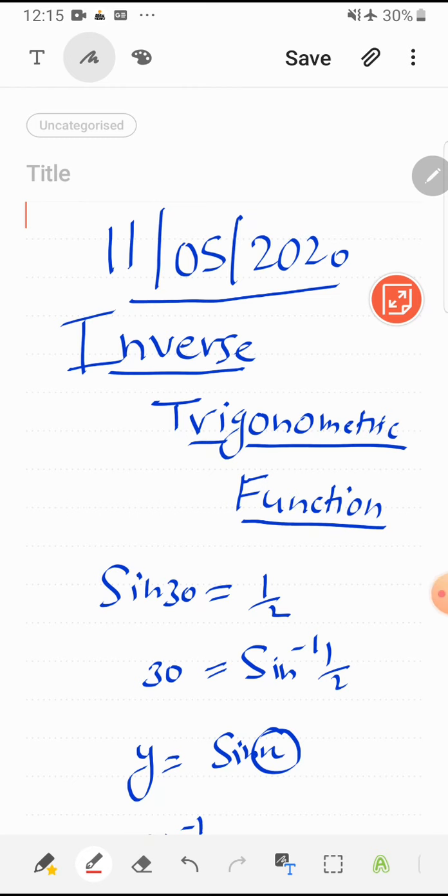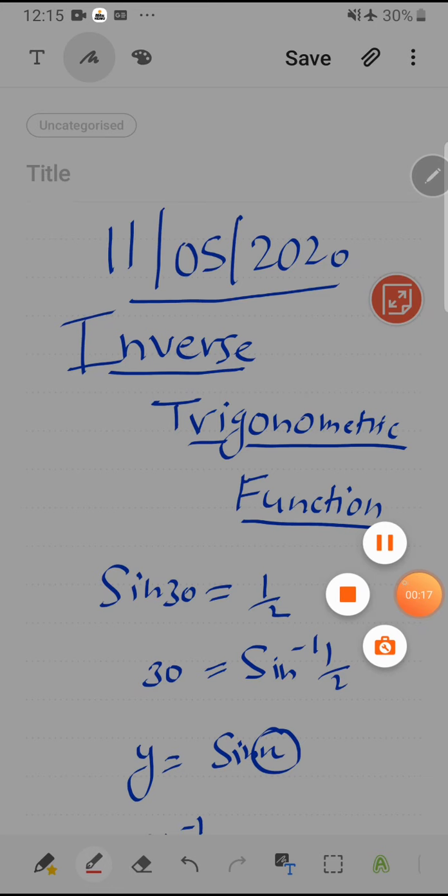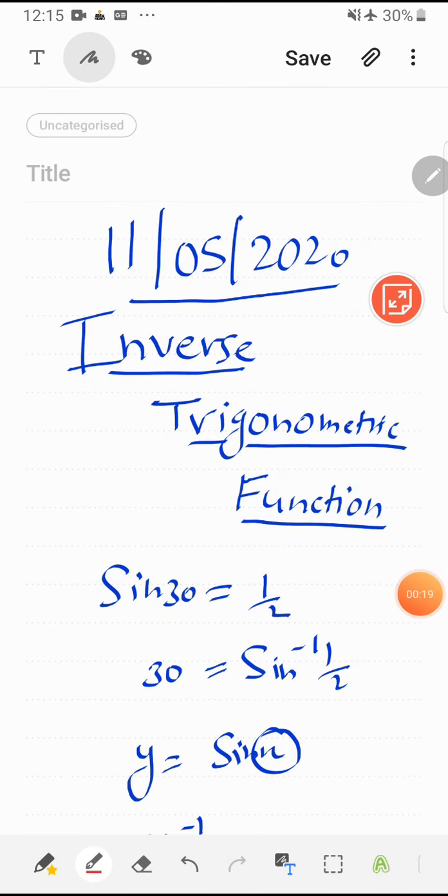So when I write sine 30 is equal to half, that means in the trigonometric function I am substituting the angle 30 degree and the value is half. In inverse it is written as sine inverse half is equal to 30 degree. That means it is a different way to say the same thing.